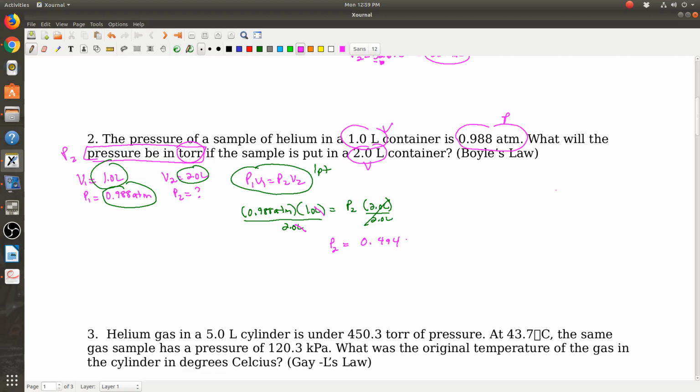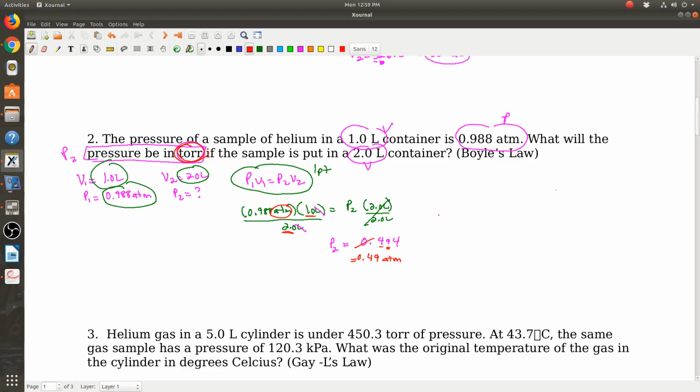Always check sig figs. And if I look at my significant figures this time, 1.0 has 2 significant figures, so does 2.0. So I need 2 sig figs. Leading zeros are losers, so it's 0.49. I have to round to that spot, 0.49. But what's the unit? Atmospheres. Okay, but the question is not atmospheres, it's torr. So now I've got to convert.